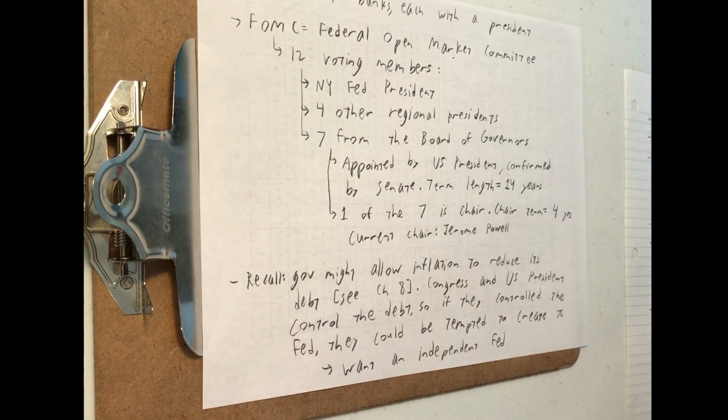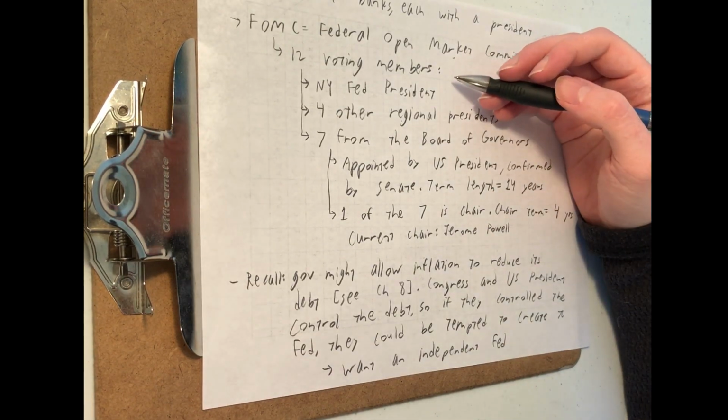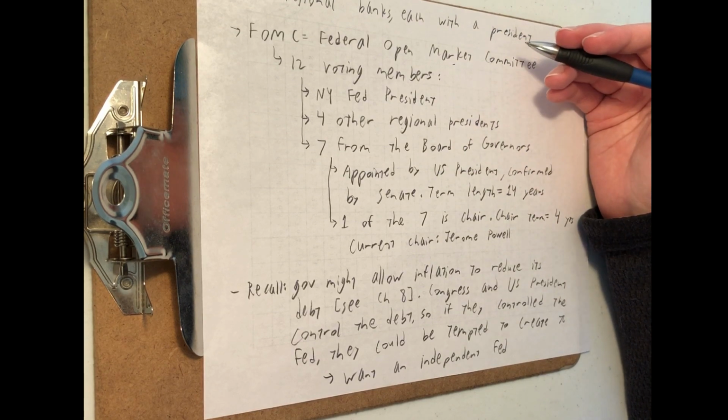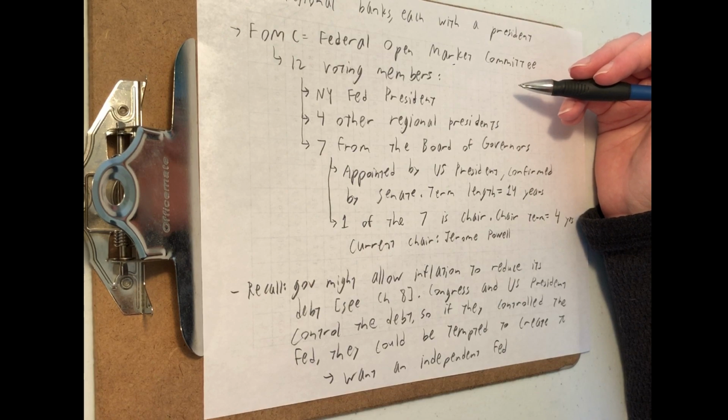So you have an independent Fed, and if Congress and the president are running large deficits, the independent Fed will just say, that's not my problem. We're not going to accommodate you by allowing all this inflation. That's the idea. Well, if you want an independent Fed, why do you have a Board of Governors at all? We have 12 voting members, we have 12 regional banks, so why don't you just have all 12 of those regional presidents be on the FOMC and only have them vote?